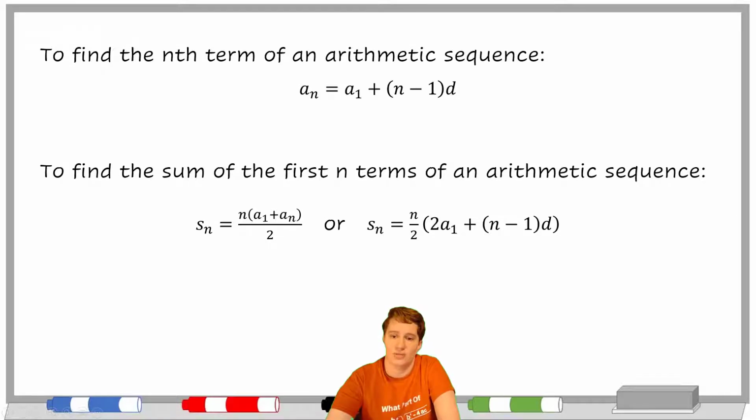And that has to do with the fact that we're starting with a first term that may not have anything to do with the common difference. So we're starting with a first term, and then we have to add to that n minus 1, so 1 less than the term we're looking for. That's how many spots we've moved over, right? So that's why it's an n minus 1.